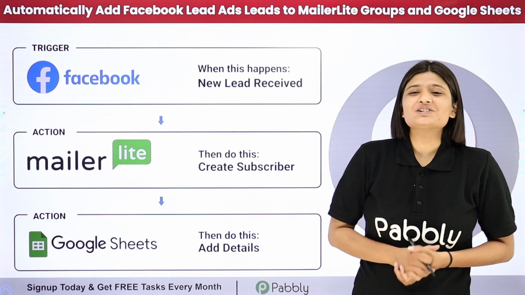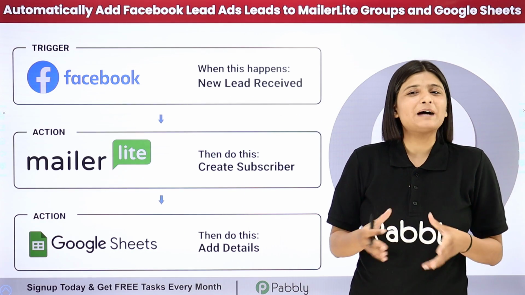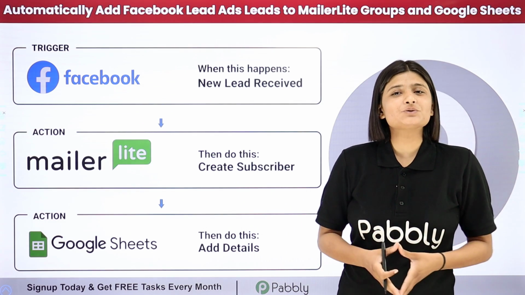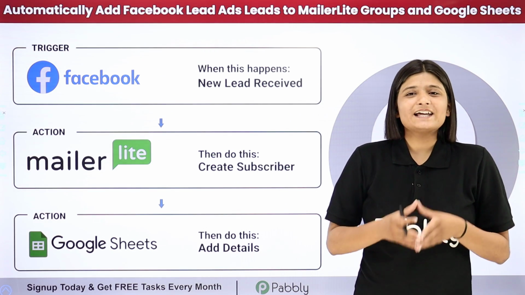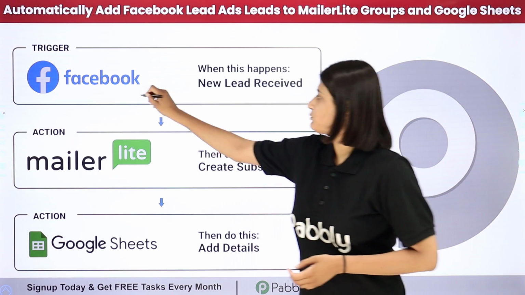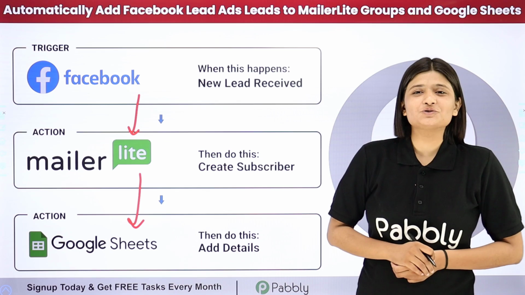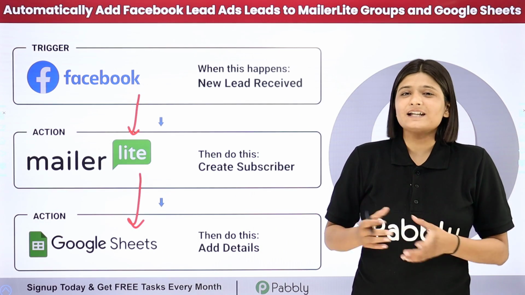So I can do this automation with the help of Pabbly Connect. Pabbly Connect is an amazing automation and integration software which requires no coding or programming skills. Here I just need to build a connection between Facebook lead ads, MailerLite and Google Sheets. Pabbly Connect runs on two principles, which is trigger and action.